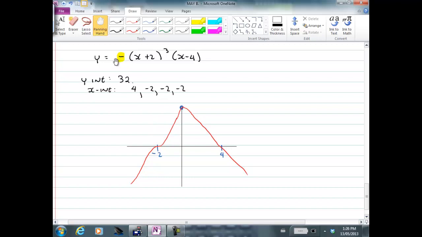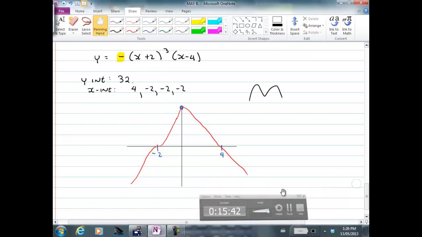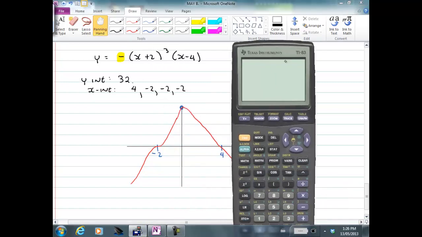Question: should it be 3 turning points? Should it look like an M? No, it looks like an M. But see, that's the standard. The problem is when you have multiplicity, it changes the shape. Here's what I'm going to do. I'm going to ask you to graph this on your TI-83 right now and see if my prediction matches exactly.